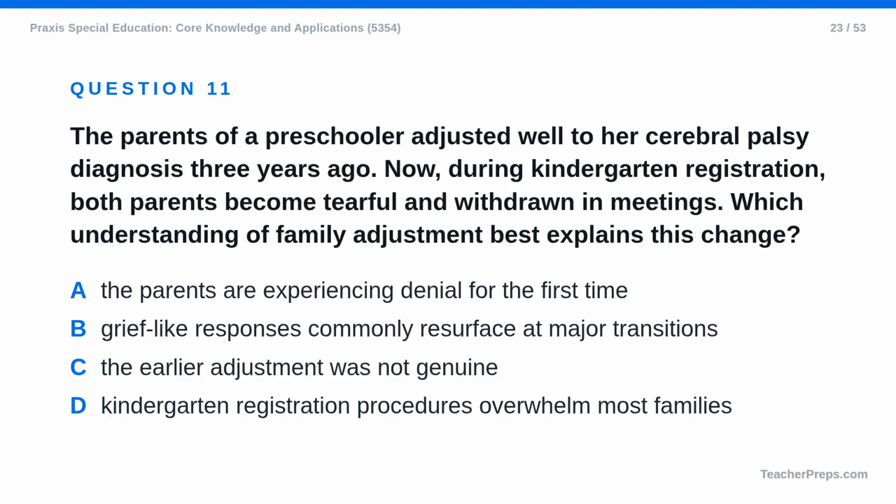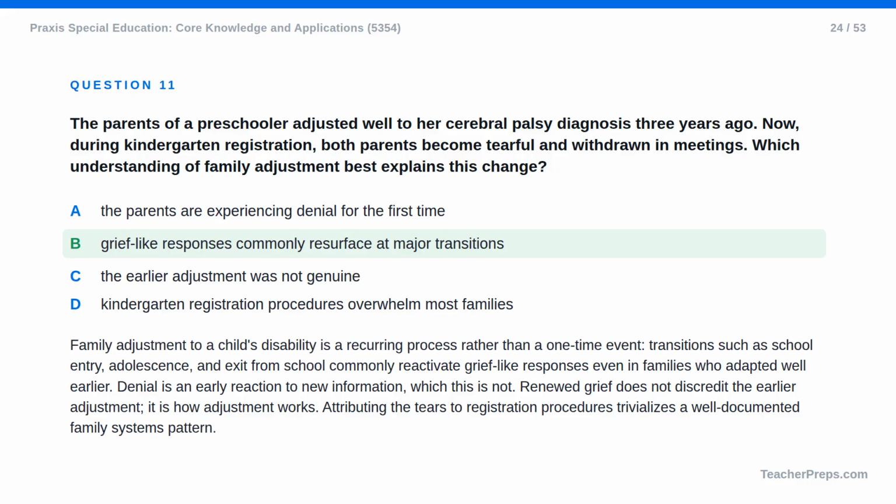Question 11. The parents of a preschooler adjusted well to her cerebral palsy diagnosis 3 years ago. Now, during kindergarten registration, both parents become tearful and withdrawn in meetings. Which understanding of family adjustment best explains this change? Pause the video and select the best answer. The correct answer is B.